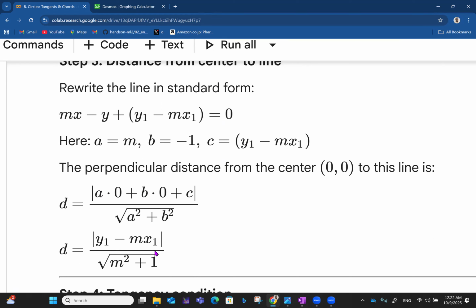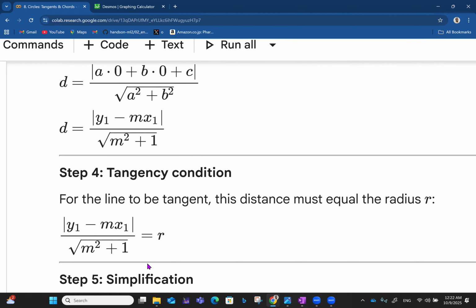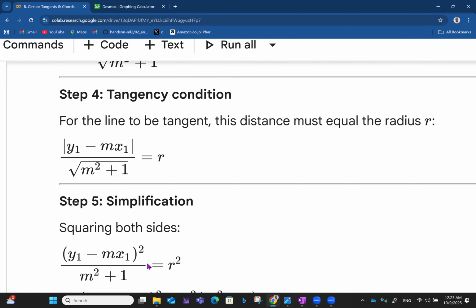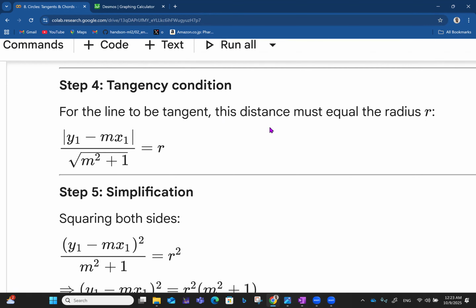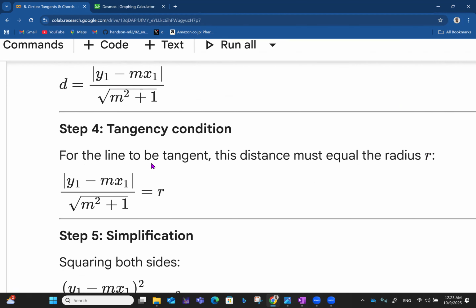So c now is y1 minus mx1. Over the square root of a squared plus b squared, a is m and b is -1. So that's the absolute value of y1 minus mx1 all over the square root of m squared plus 1. So then we talk about the tangency condition. For the line to be tangent, this distance must equal the radius. So the distance we derived up here, this d, must be equal to the radius, right?